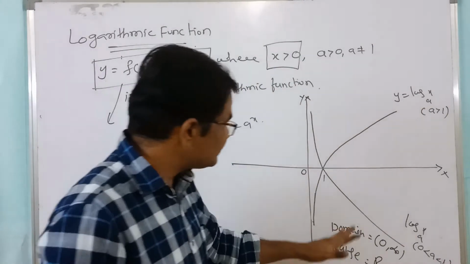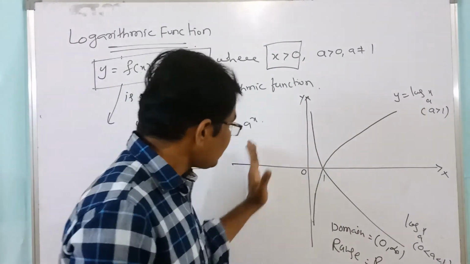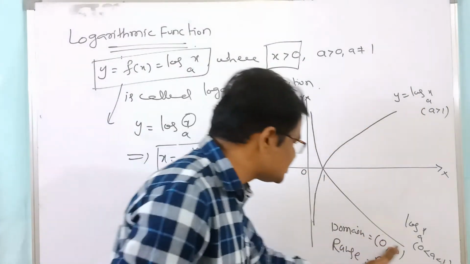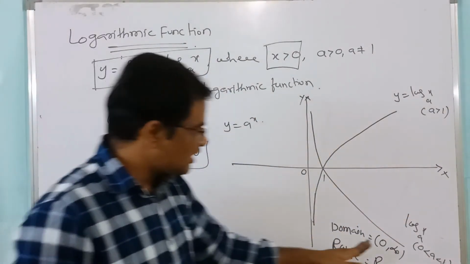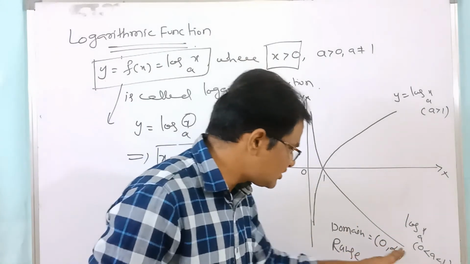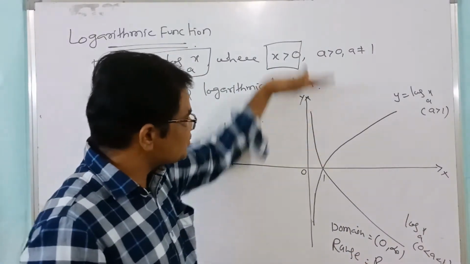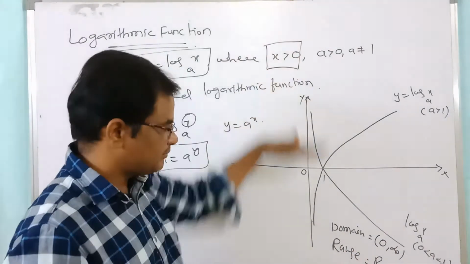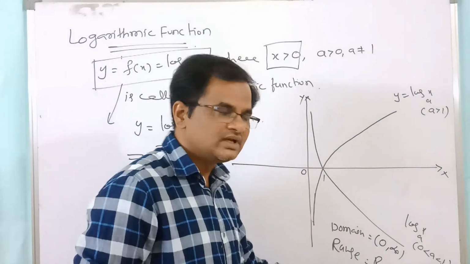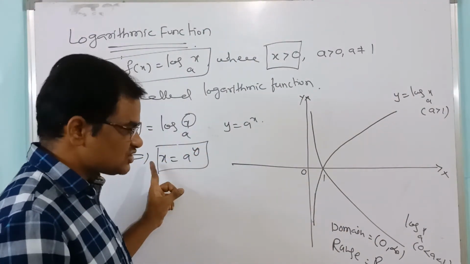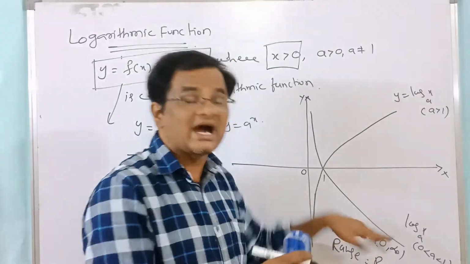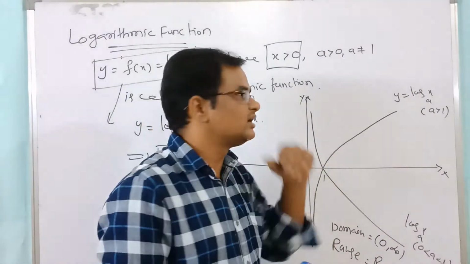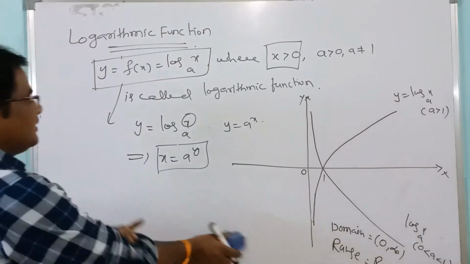So the domain of the logarithmic function is 0 to infinity, because x values exist only there. But for all x values from 0 to infinity, y values exist from minus infinity to plus infinity, means real numbers. Means x changes to y, y changes to x. Now here also the domain changes to range, and range changes to domain of the exponential function.